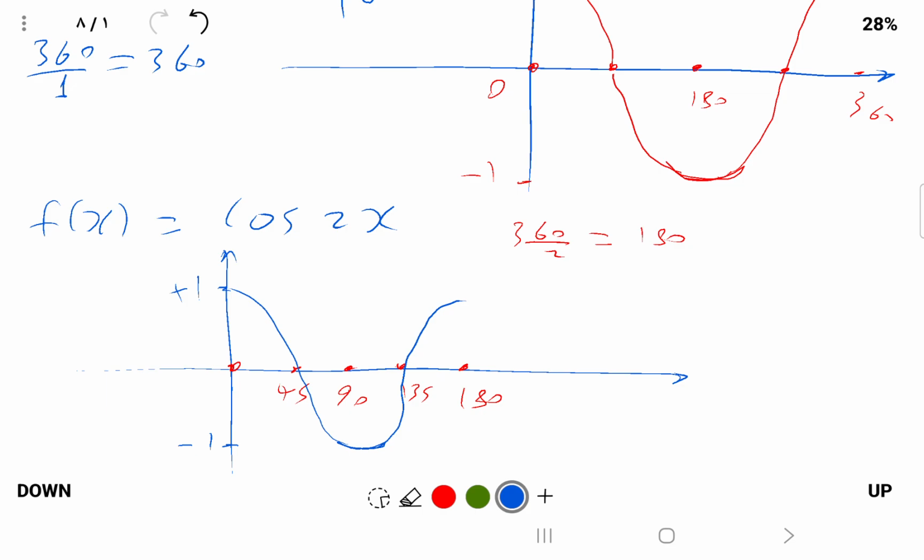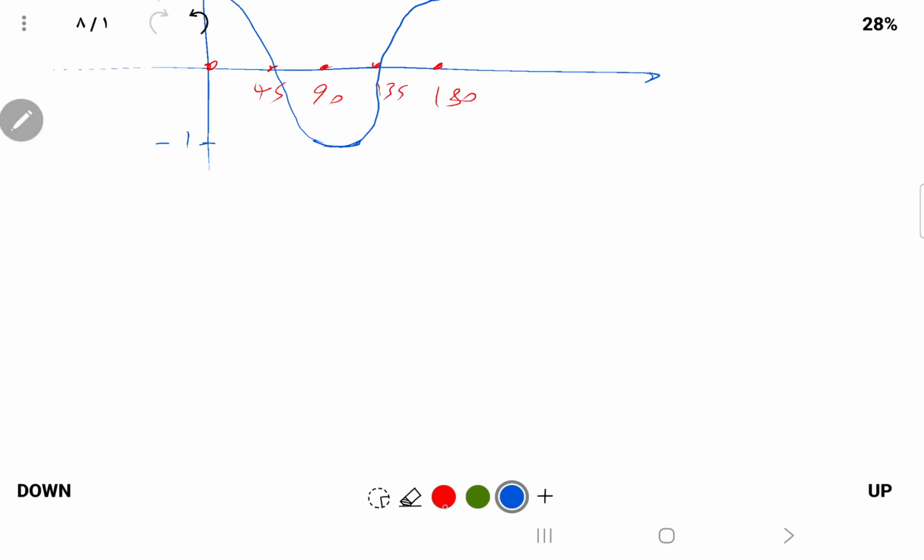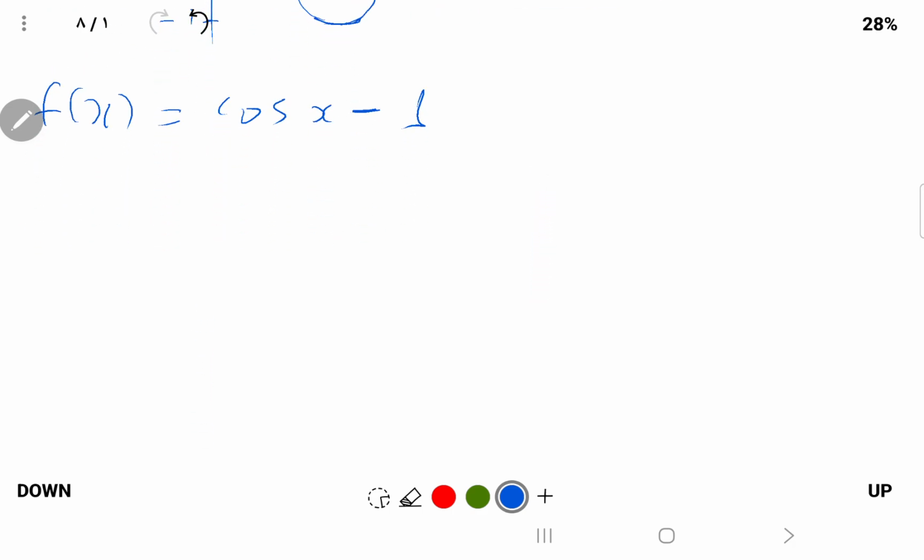Now, what's going to happen to the function if you add 1? For example, if you add 1 to the function, f of x is equal to cosine x plus 1. Or minus 1. Say minus 1. In this case, the parent function will go 1 unit down. So how do you graph it?